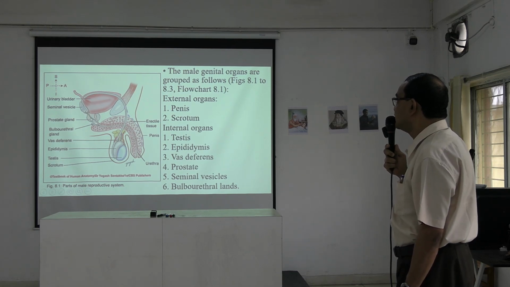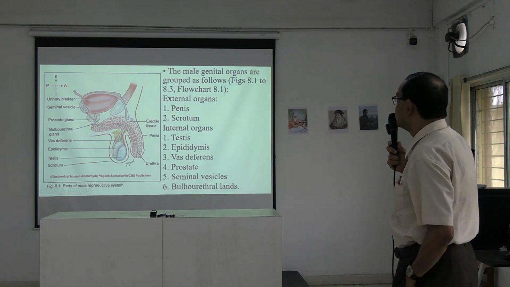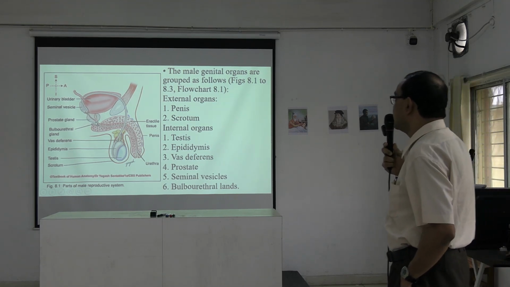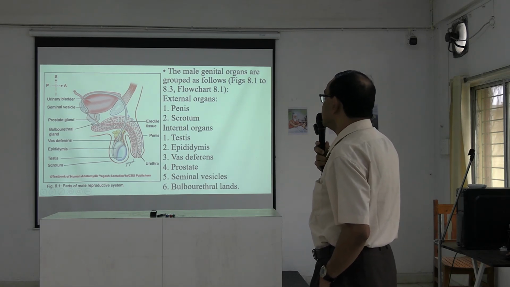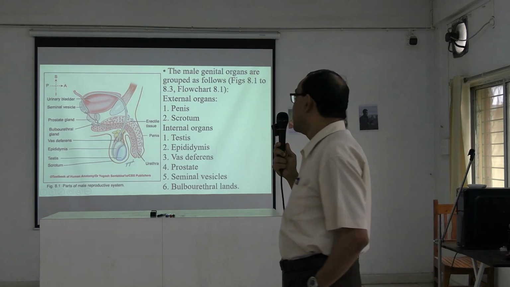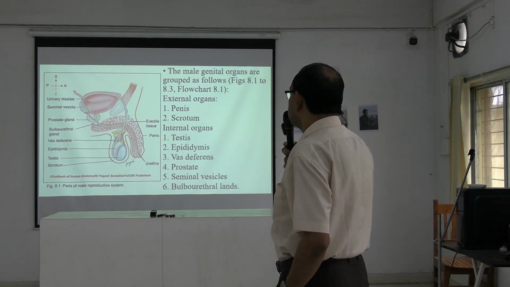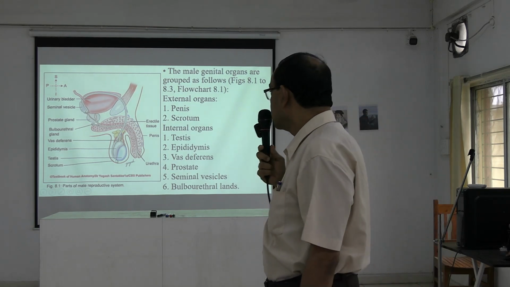the ejaculatory duct which passes through another gland, that is the prostate gland, that is again a part of the internal genital organ, and ultimately it opens in the prostatic urethra. In the prostatic urethra it opens, and ultimately it ends here. So that is the ductus deferens.